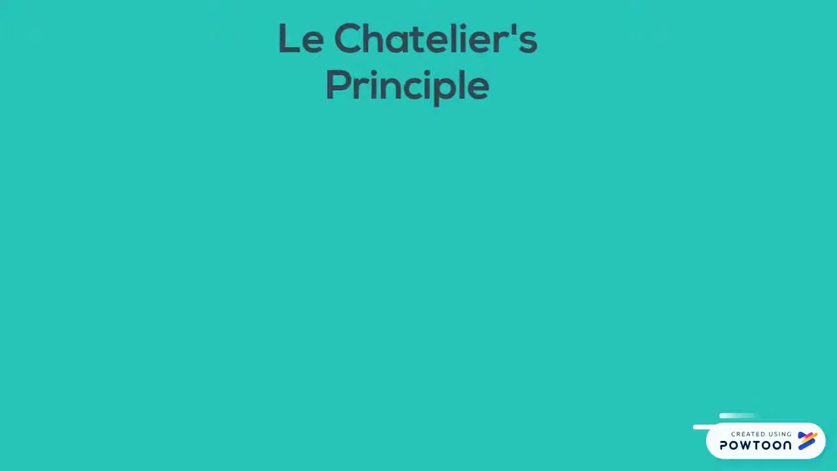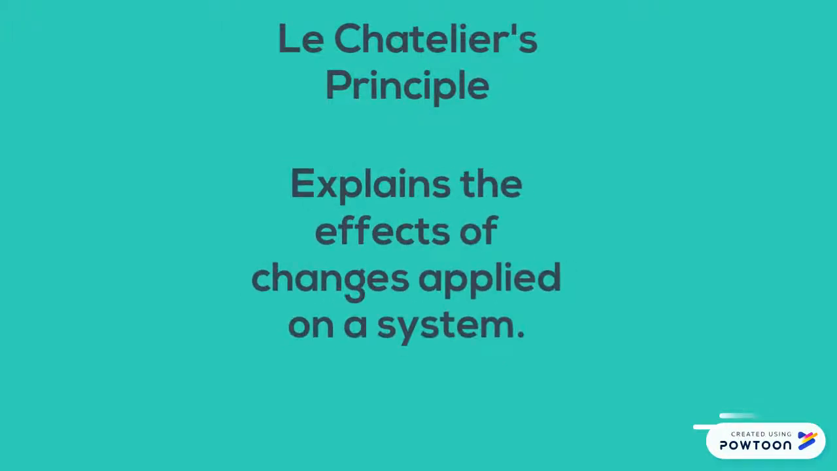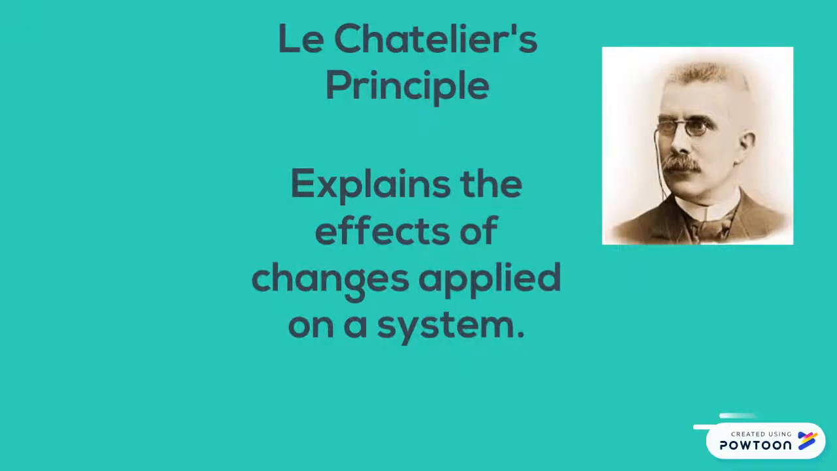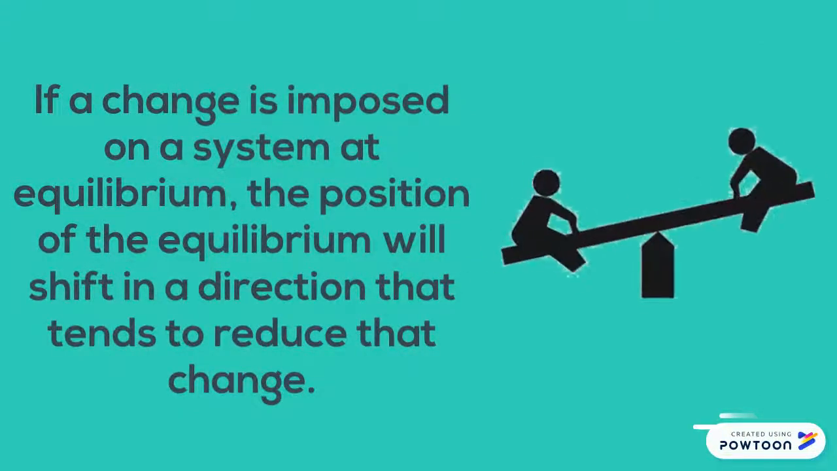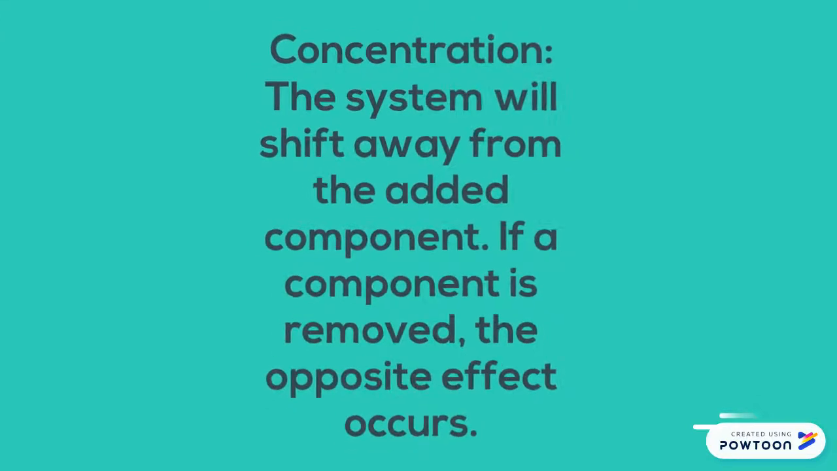Now, let's get into Le Chatelier's principle, which explains the effects of changes on a system. If a change is imposed on a system at equilibrium, the position of the equilibrium will shift in a direction that tends to reduce or counteract that change. In terms of concentration, the system will shift away from the added component. If a component is removed, the opposite effect occurs.